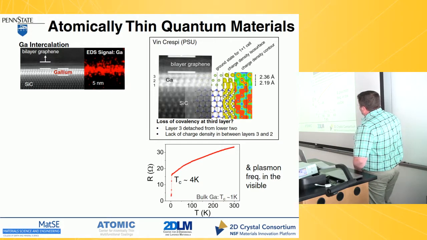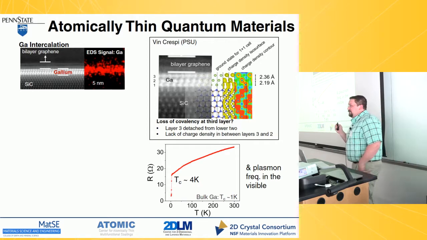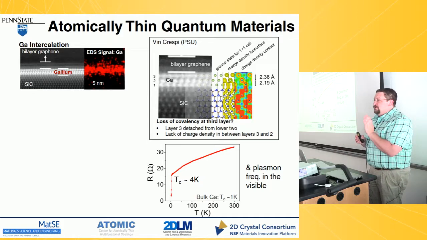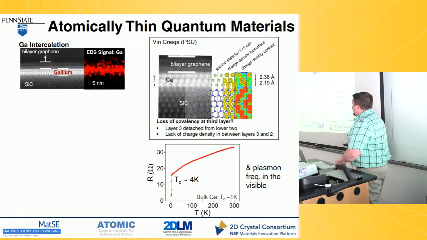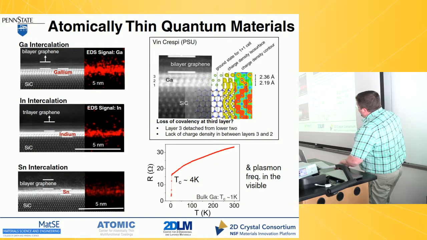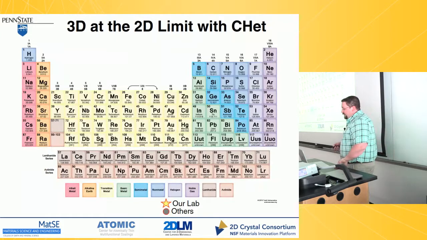The other interesting thing is we're now looking at some of the plasmon frequencies, and it turns out that graphene has near-IR or IR plasmons. Now you stick the gallium underneath there, and you have plasmon frequencies that are right smack in the middle of the visible. So we're very excited about that part as well. And you can do this with indium and tin and a variety of other material systems.